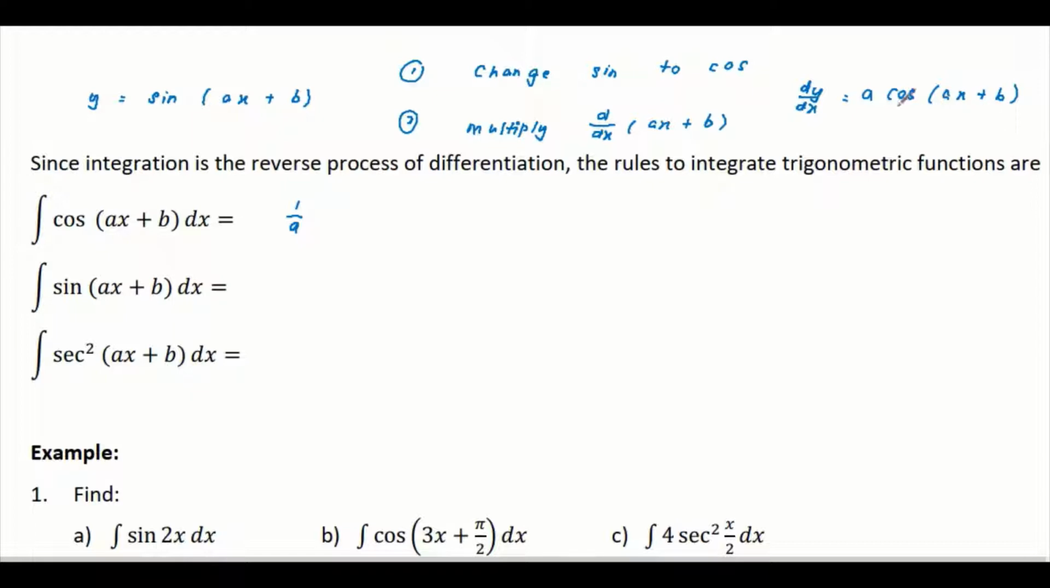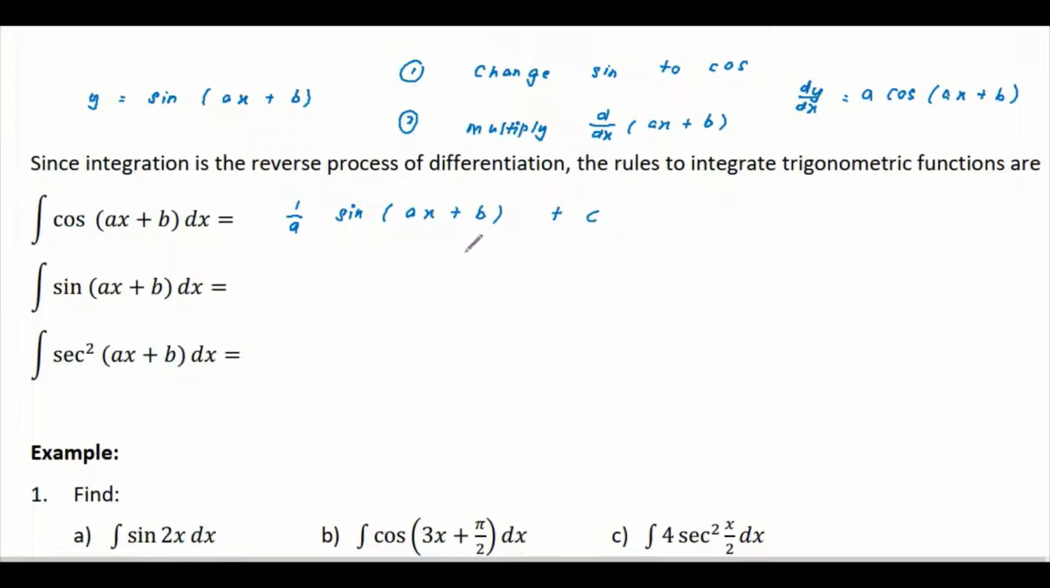Okay, so now we need to change from this form back to the form that you didn't differentiate yet. So 1 over a. So cos will change to what? Before that you changed sine to cos, right? So now from cos you need to change it back to sine. So 1 over a sine ax plus b. Okay, and don't forget you have a plus constant.